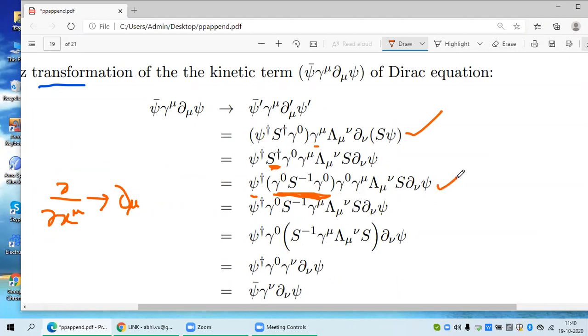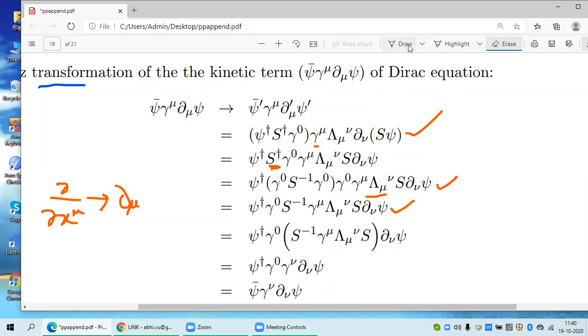So up to this, everything is correct, I think. Now again, lift this bracket. Psi dagger, gamma 0, S inverse. Two gamma zeros will make gamma 0 square, identity. So drop two gamma zeros and directly then comes gamma mu, then this thing, then S, and then this. So this is correct.